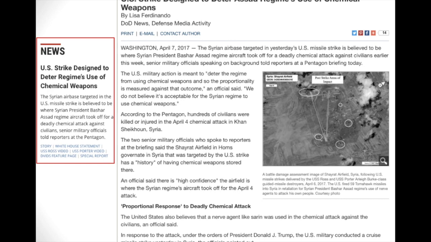So then we have the lead that is a more traditional news or inverted pyramid style lead. The Syrian air base targeted in yesterday's U.S. missile strike is believed to be where Syrian President Bashar Assad regime's aircraft took off for a deadly chemical attack against civilians earlier this week, senior military officials speaking on background told reporters at the Pentagon briefing today. So while there were journalists at the briefing taking notes on all of this, there was also a Department of Defense PR professional taking notes and writing a story about this.